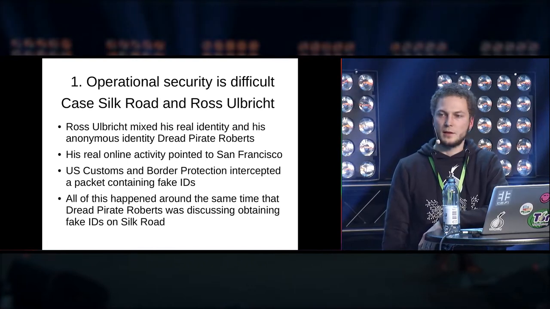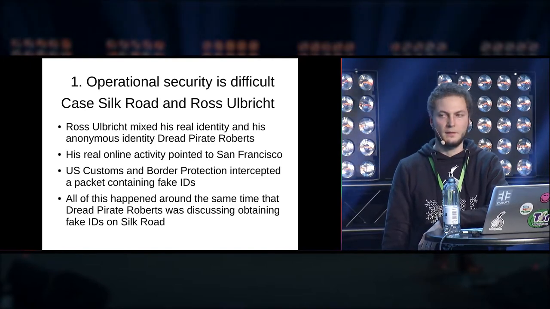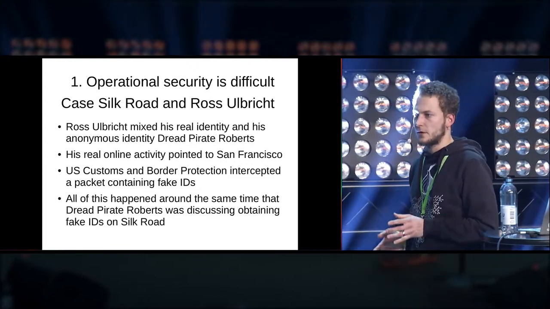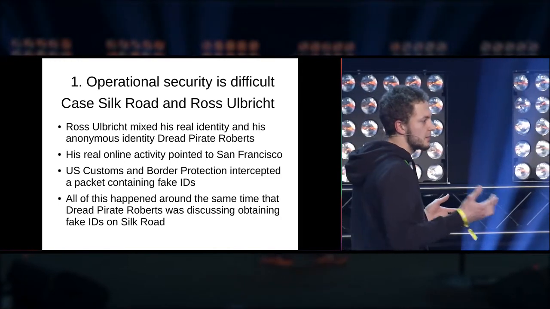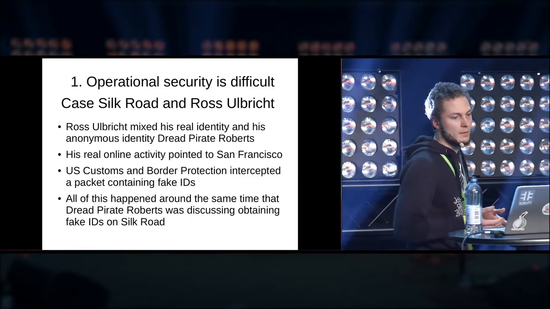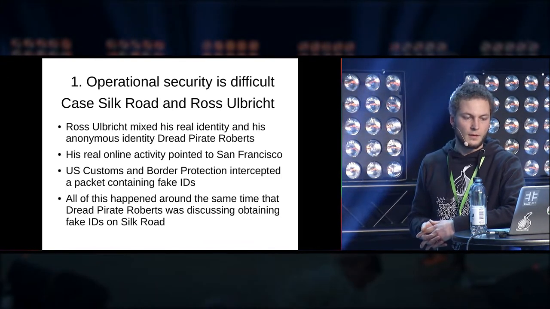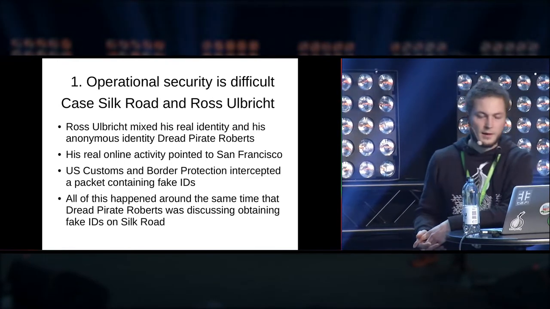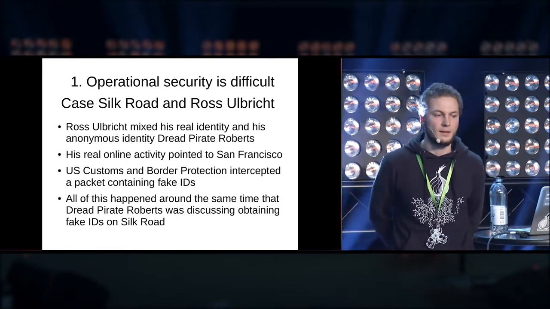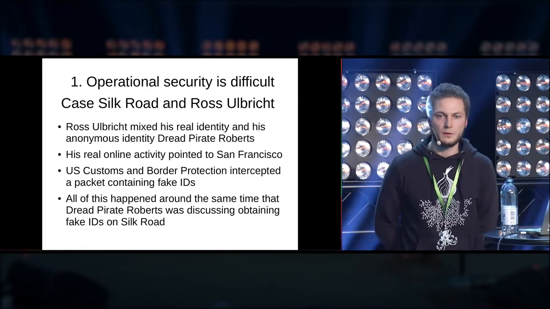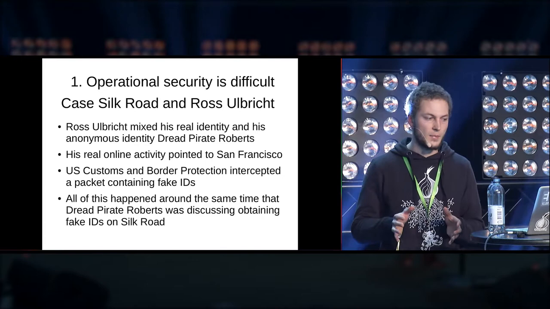Case: the first Silk Road, Ross Ulbricht. He was actually sharing a lot of information about himself. He was always telling pieces of information like, by the way, I live in the Pacific Standard Time Zone. I have done these things before. And he even ordered some fake card ID license, and the US Customs intercepted this packet. At the same time, he was in the Silk Road service telling that he wants to have these fake IDs. And actually, the FBI was correlating this, that, okay, this guy who runs Silk Road talks about these, and this happens simultaneously.